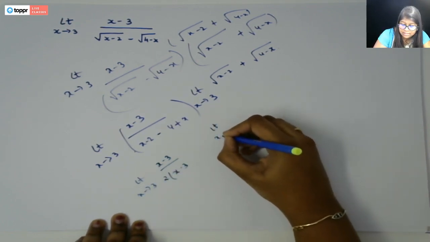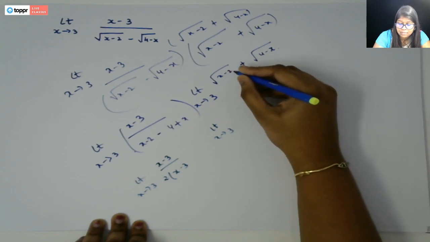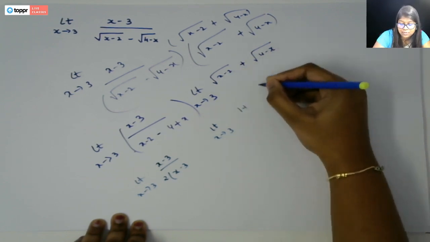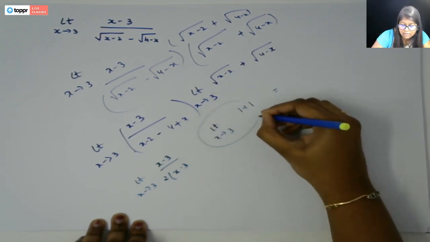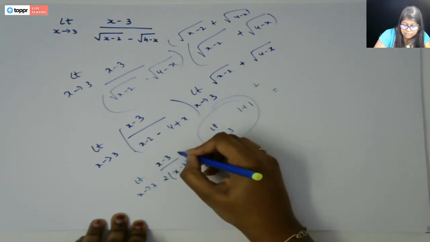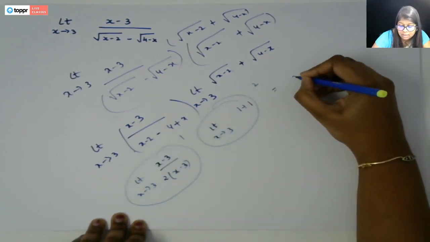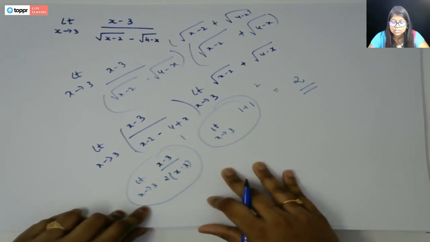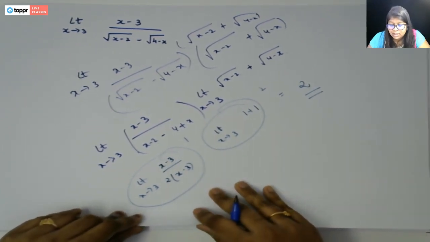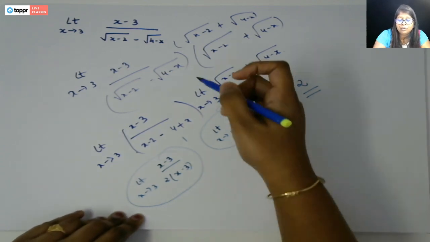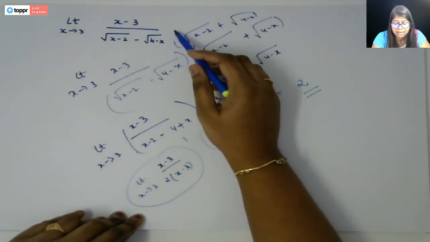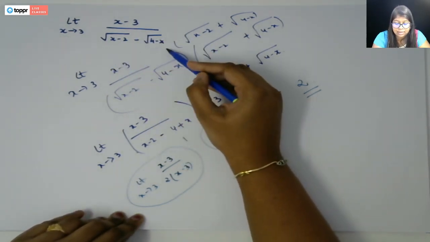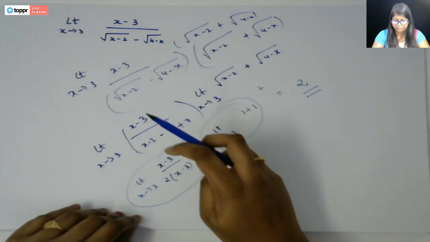Limit x tends to 3. This is nothing but 3 minus 2 is 1, plus 4 minus 3 is 1. So for this the value is 2 and for this the value is 1. So the complete limit is 2 for this function. This is how we try to find limits for functions where you have to use rationalizing. You might have to rationalize the denominator and still find the limit of the function.